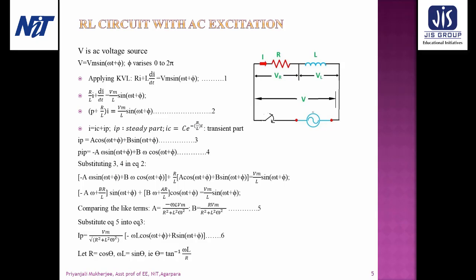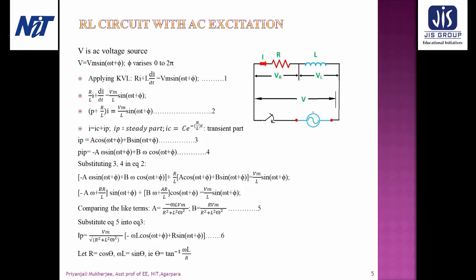So next consider an RL circuit which is connected across the AC excitation. Here the series R and L is connected across this supply voltage. This is the AC supply voltage, given as Vmax sin(omega t plus phi), where phi varies from 0 to 2 pi, and it is connected across this R and L through this switch, and this switch is considered to be closed at t equal to 0 seconds.